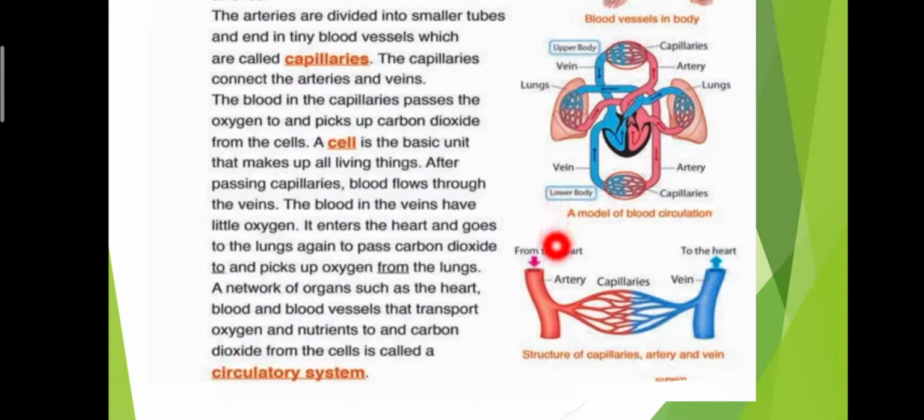Blood from the heart goes into the artery. The artery is divided into smaller tubes and ends in tiny blood vessels which are called capillaries. The capillaries connect the arteries and veins.